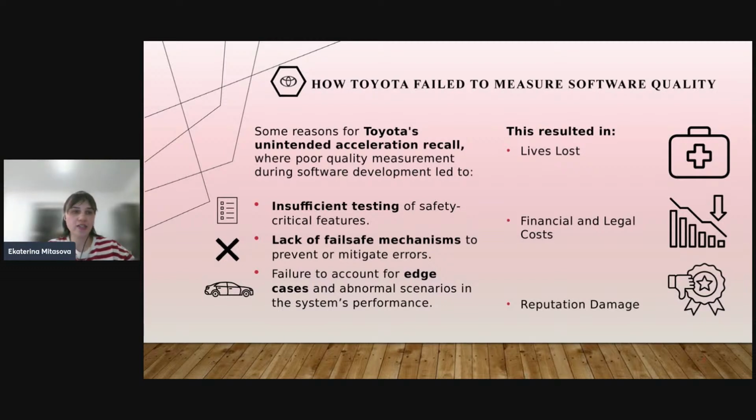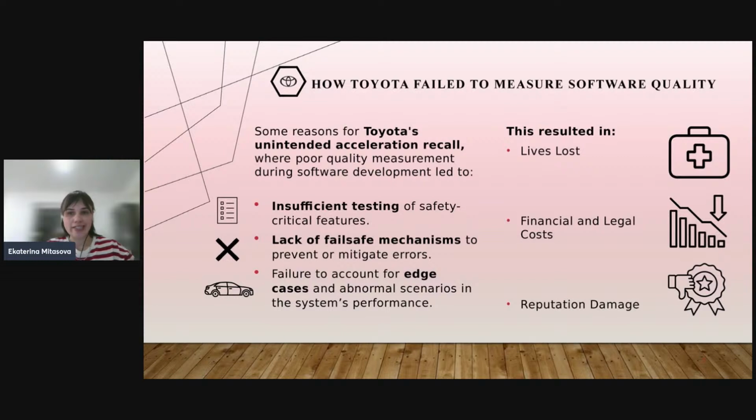This issue was traced to the electronic throttle control system, and poor quality measurement during software development led to insufficient testing of safety-critical features, lack of fail-safe mechanisms to prevent or mitigate errors, and failure to account for edge cases and abnormal scenarios in the system's performance. This failure underscores the vital role of quality measurement in identifying software vulnerabilities before they cause damage.